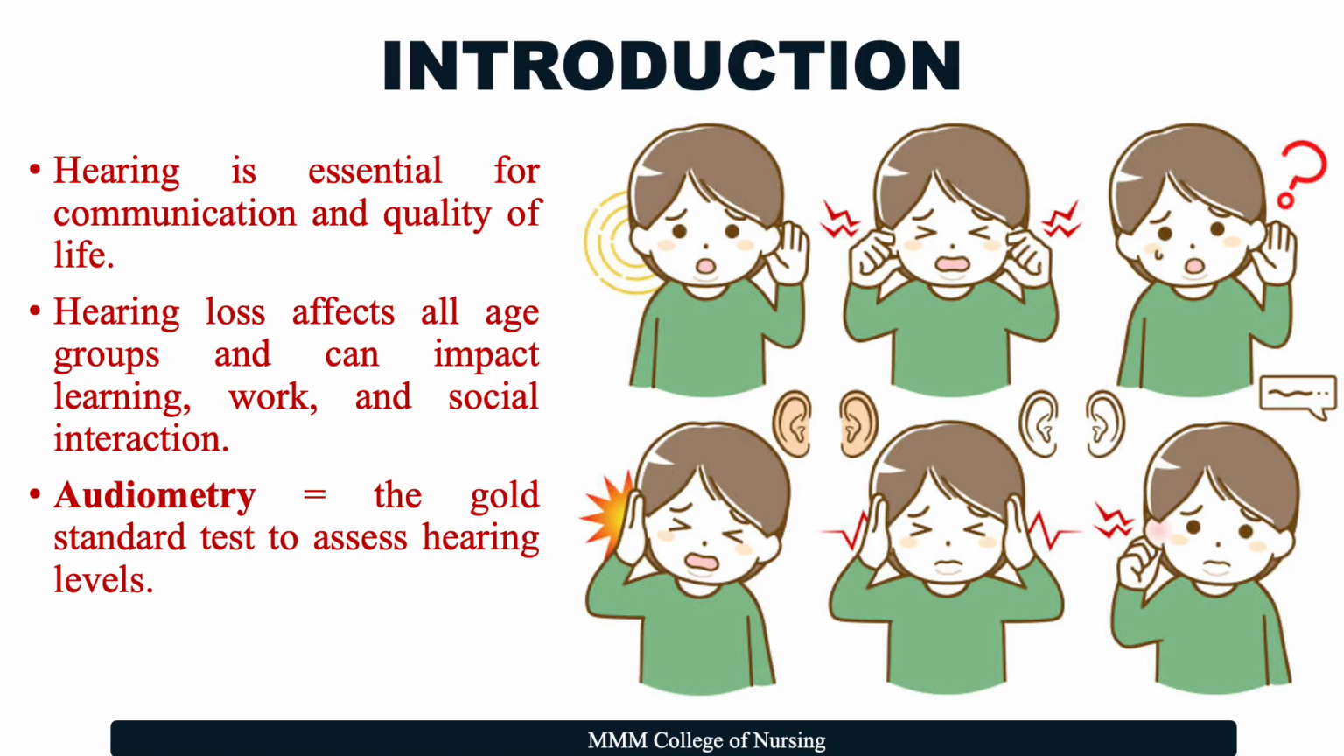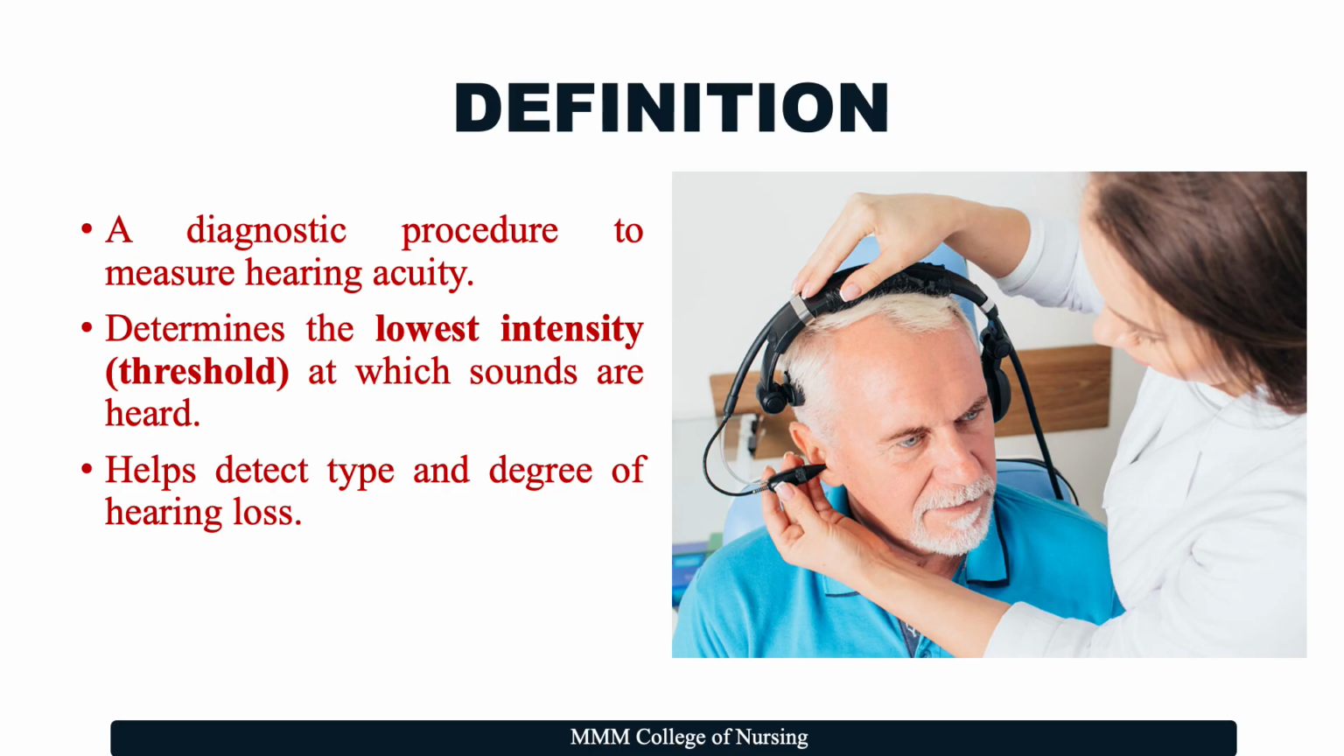Hearing is essential for communication and quality of life. Hearing loss affects all age groups and can impact learning, work, and social interaction. To detect hearing problems and measure it, we use a test called audiometry, which is considered the gold standard for hearing assessment. So, what is audiometry? It is a diagnostic procedure to measure hearing acuity. It determines the lowest intensity or threshold at which the sounds are heard by an individual, and it helps detect the type and degree of hearing loss.